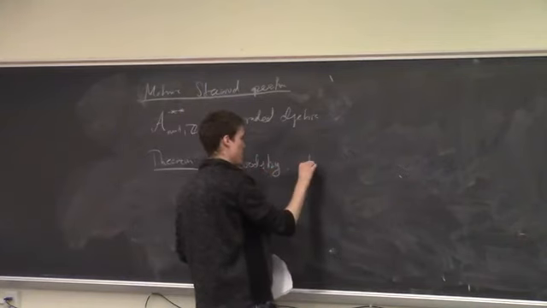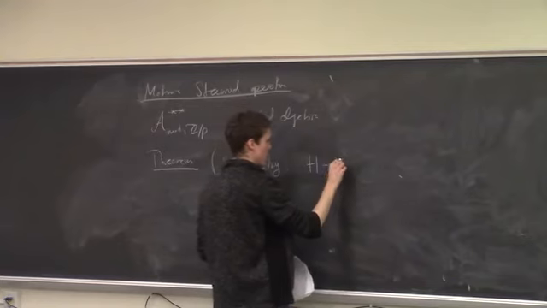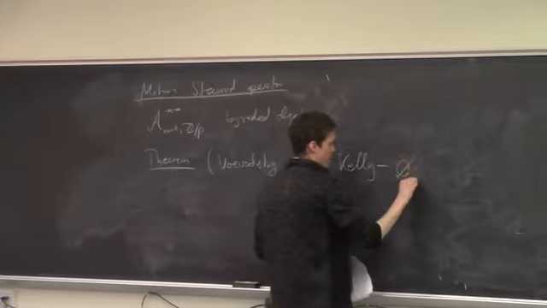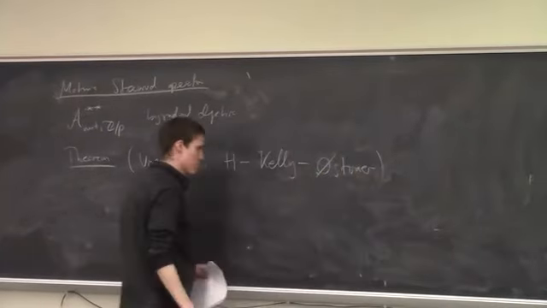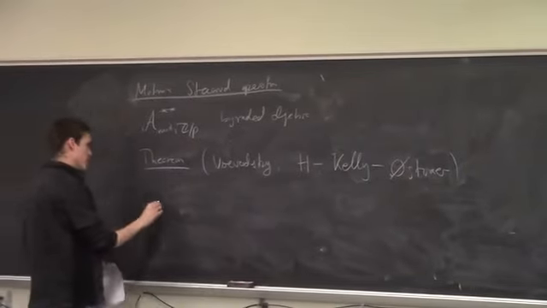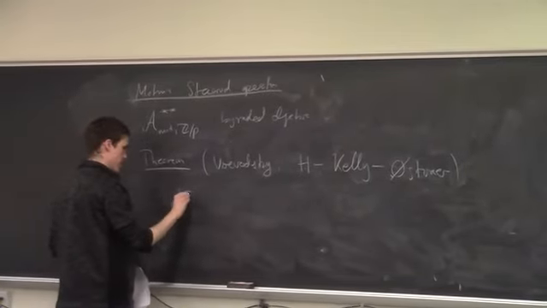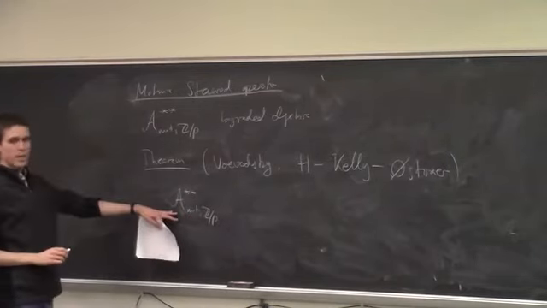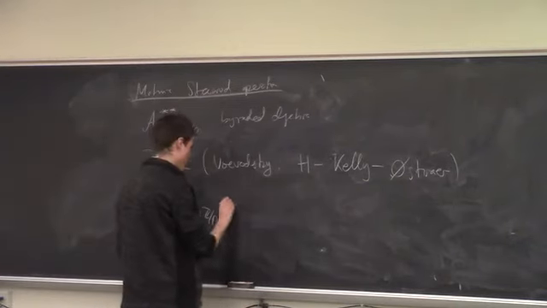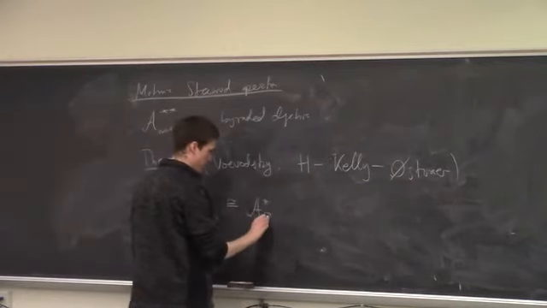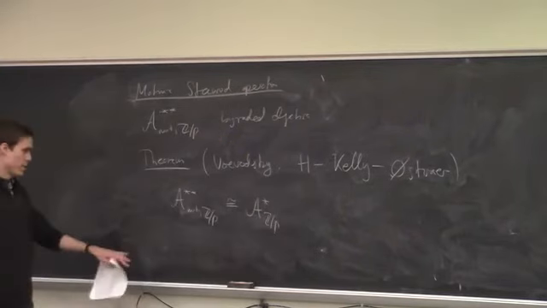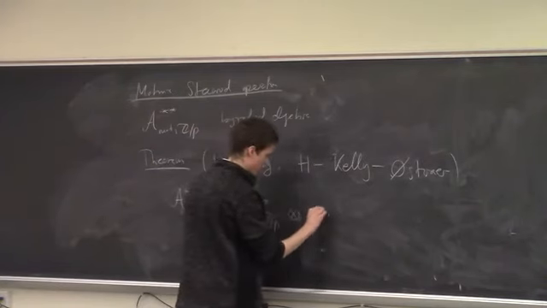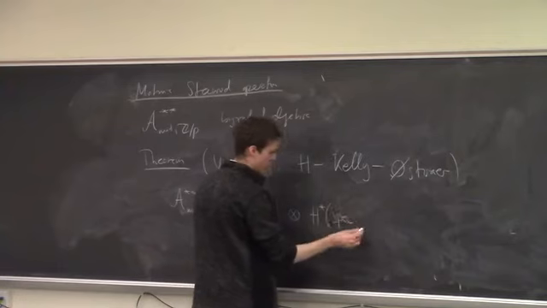So Voevodsky and myself, Shane Kelly, and Paul Arneus. The answer, kind of surprisingly, is that this algebra is essentially the same as in topology. So it looks like the topological Steenrod algebra, and then you have to change scalars to the Motivic homology of the base field.